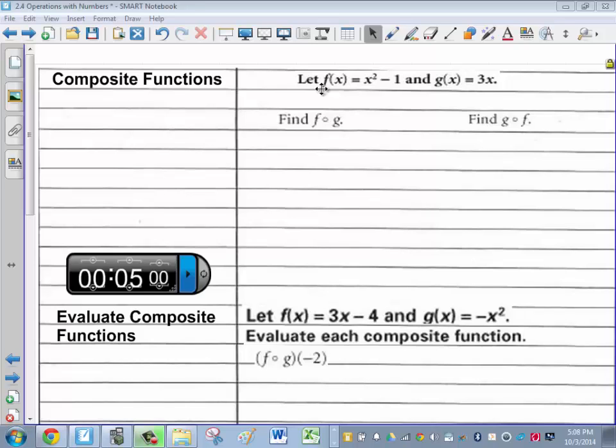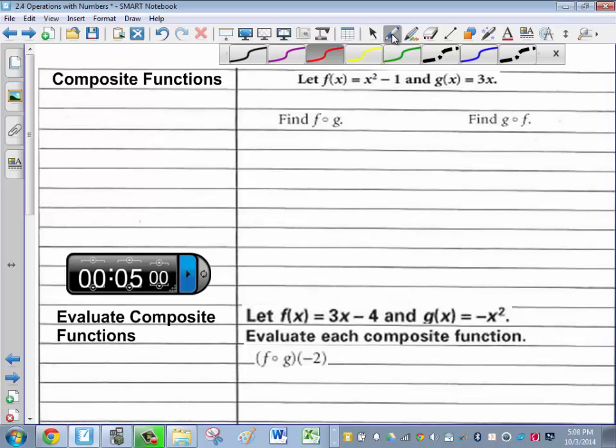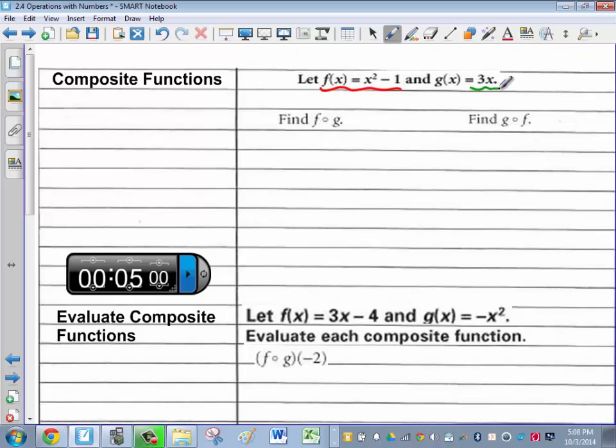Our next topic is composite functions. We're given two functions right here, f of x, which is equal to x squared minus 1, and g of x, which is equal to 3x. And we need to find two composite functions. First, we need to find f of g of x, and then we need to find g of f of x. I'm going to show you how they differ.